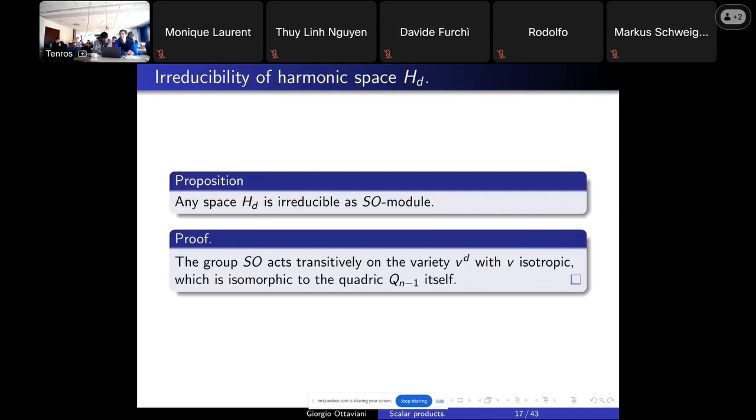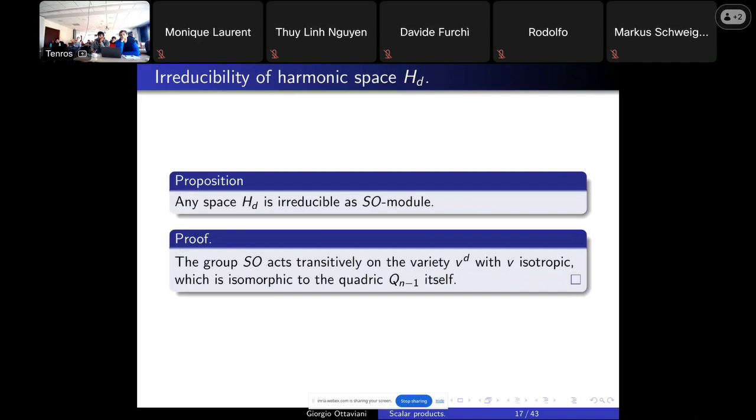If you take V to VV, this is the Veronese embedding that was defined by Alessandra, and you go here. This is called the Veronese map. Then you get the Veronese image of the quadric. Now, this does not span all, it spans just the projective space of harmonic polynomials.